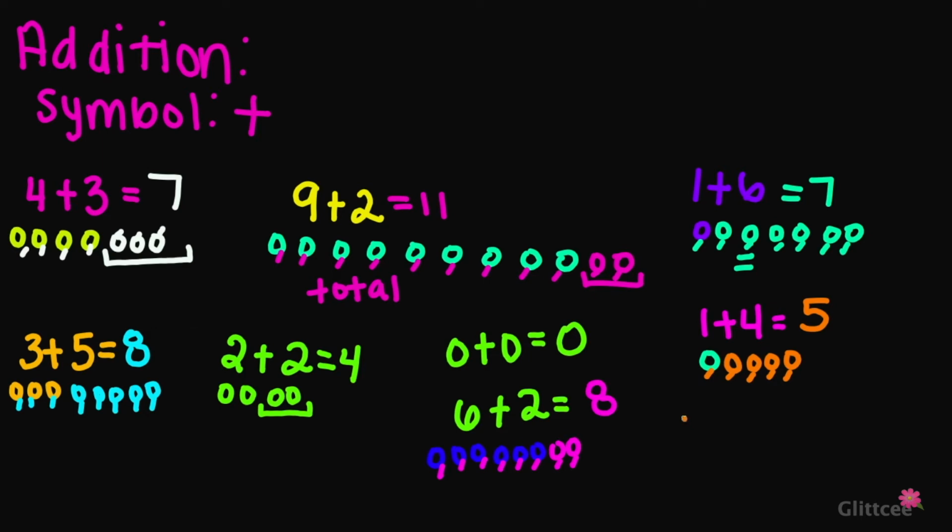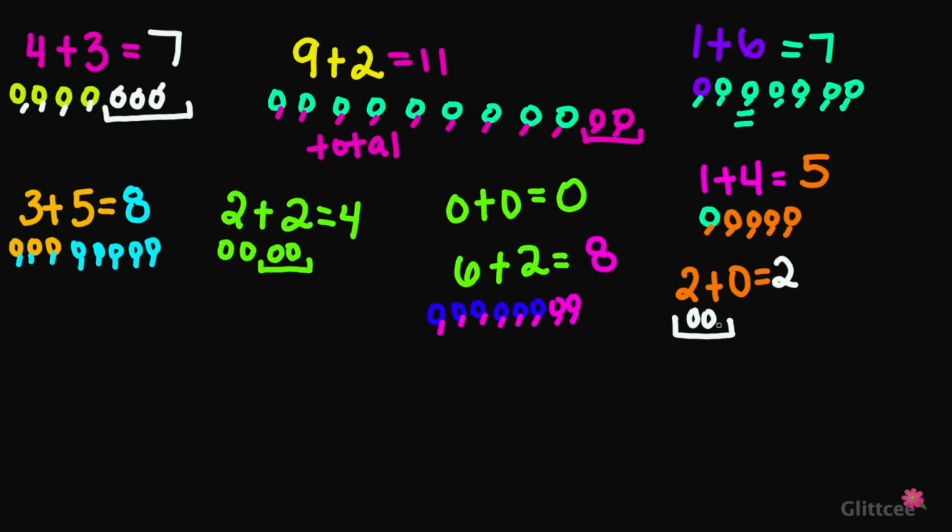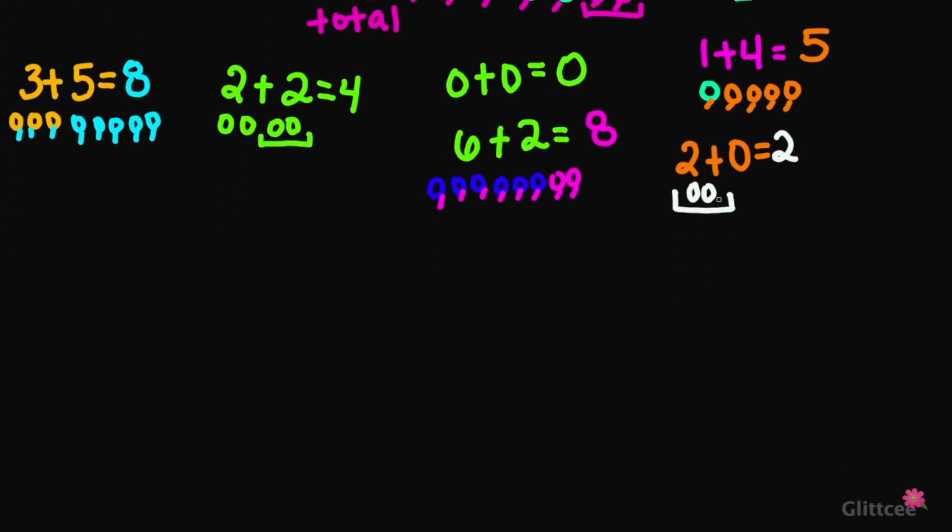What if I gave you 2 plus 0? What is 2 plus 0 equals? You have 2 marbles, and I'm not adding anything else because it's 0. You're going to get 2. Your answer is going to be 2. How many marbles do you have in total? Just 2.